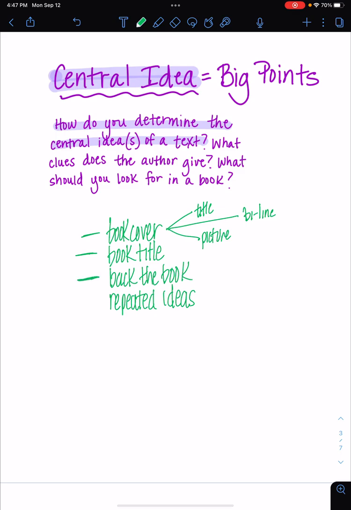The back of the book can be it, and also those repeated ideas within the book. If you've got any other ideas, we could pause the video right now and have somebody raise their hand and toss out some more ideas of where you can find the central idea, and we could add those to our list as well. So if there is a need to pause the video, now is a good time. But if nobody else has their hands raised, then we can go ahead and keep on going.